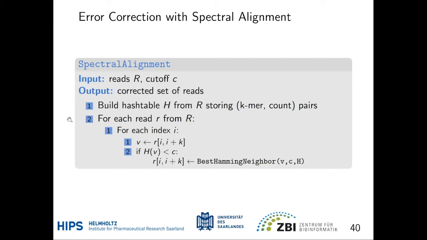This is an outline of such an algorithm. As input, we receive the reads R and a coverage cutoff C. And as output, we aim to produce the corrected set of reads. On the first step, we build a hash table from R which stores all K-mer count pairs. And then for each read, we look at all K-mers in this read, and if the count for this K-mer, so the value in the hash table, is lower than the cutoff, then we substitute it with its best Hamming neighbor. And we will see how we can choose this best Hamming neighbor in the next few slides.